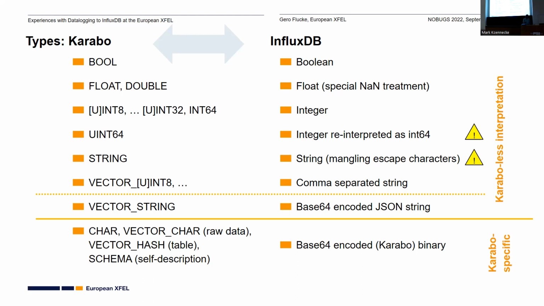The vector of strings is a bit special. If you want to distinguish an empty vector of strings from a vector with only a single empty string inside it, you have to do something, and we decided on a base64 encoded JSON string. So that's all the data that can also be interpreted without Karabo. And then there are the Karabo specific data types for raw data, which is rarely used, our table data and the schema self-description, where we serialize this to binary and then base64 encode.